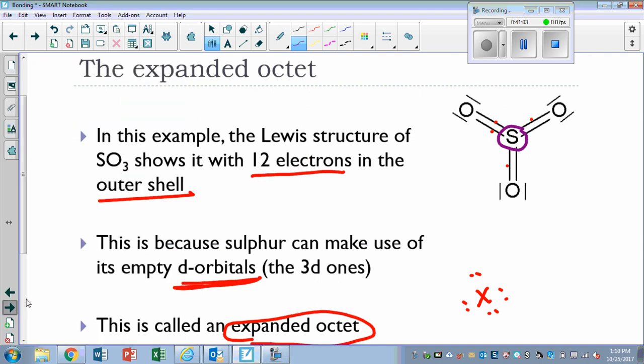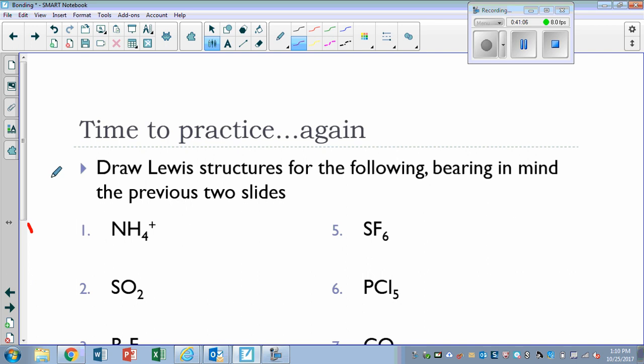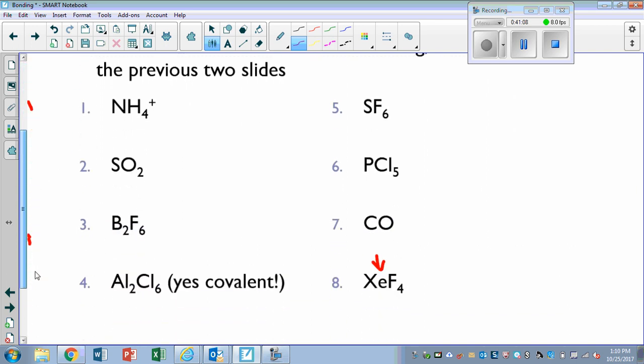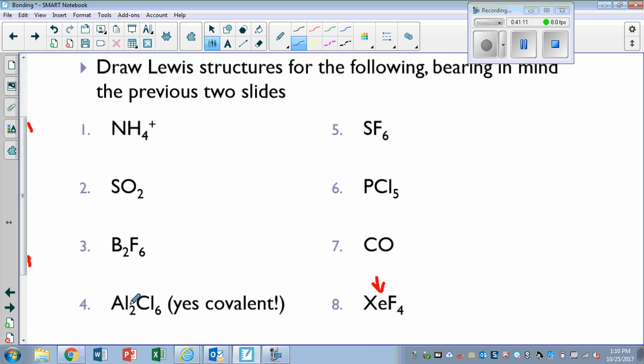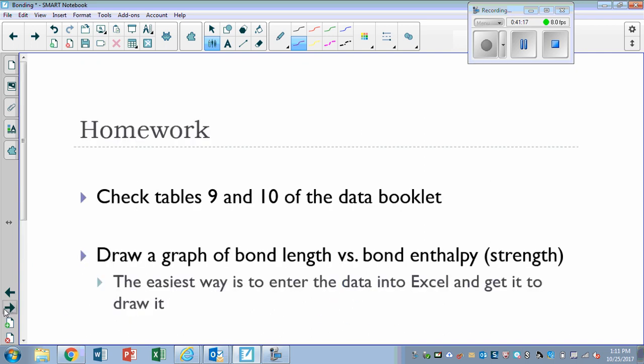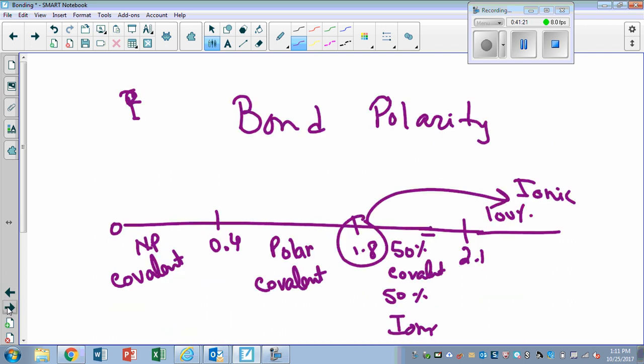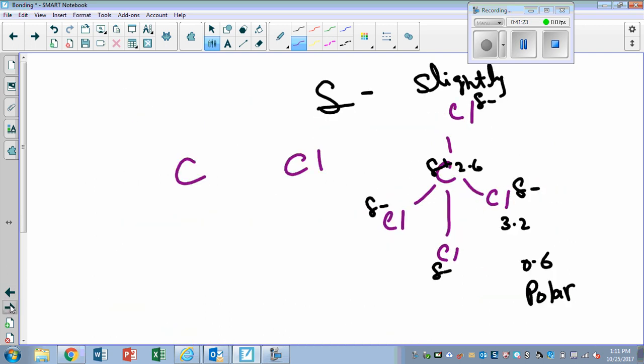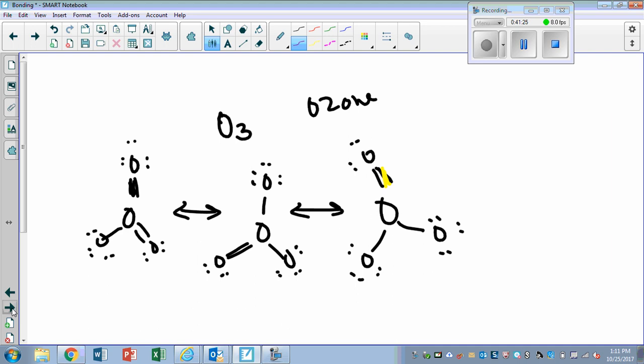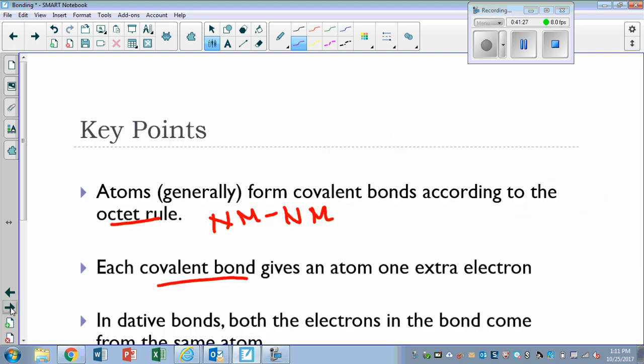The next thing we want to talk about is more practice of doing dot diagram. Al2Cl6, XeF4. You see here is a noble gas who's making bonds. So we learned about naming already. We learned about polarity already, and we learned about resonance, and that is it. So what did we learn in this video?